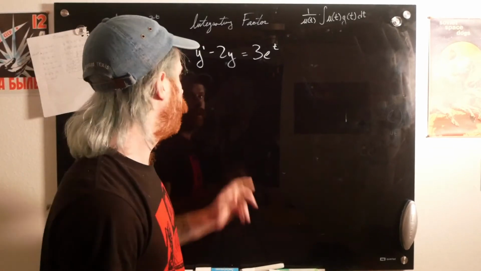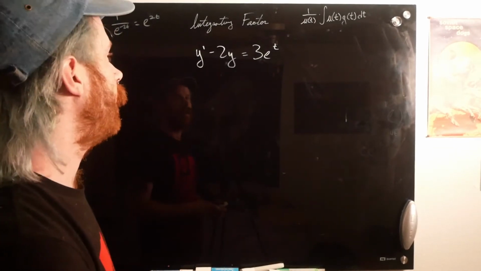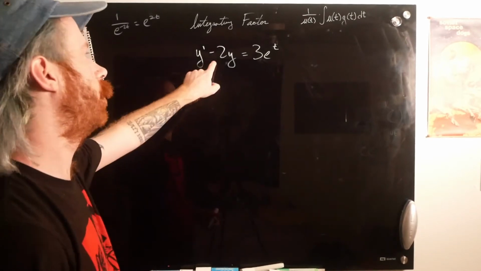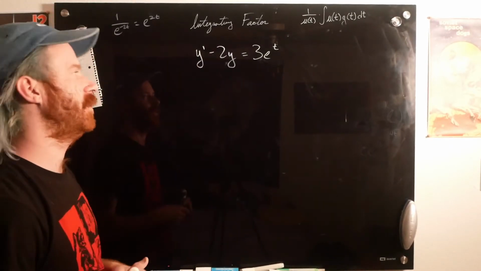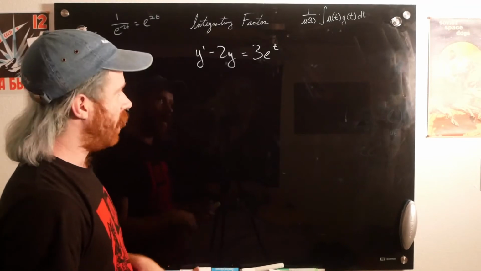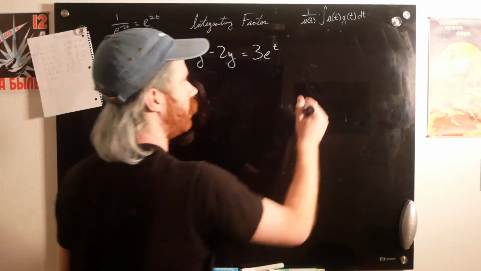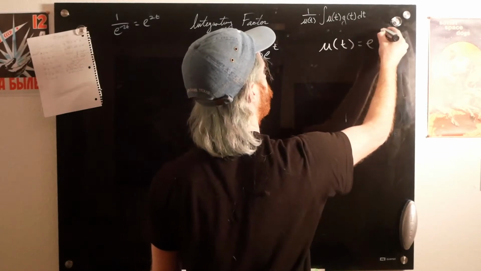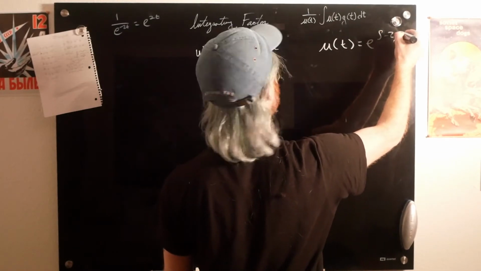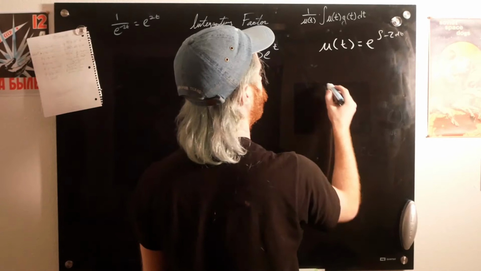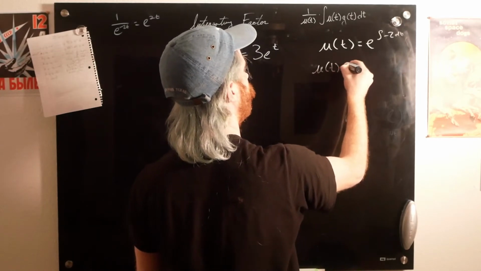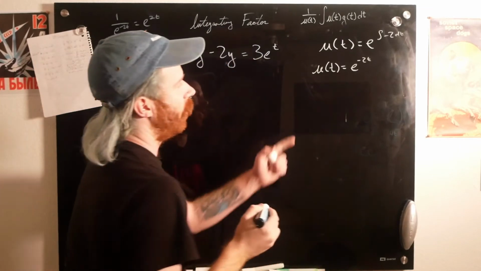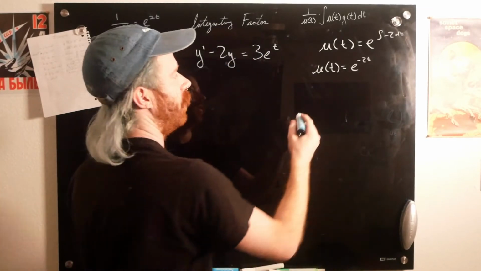Alright, so the next one we're going to do is y prime minus 2y equals 3 times e to the power of t. Watch that negative, remember, that will mess you up really bad. So now we're going to define mu, right? Mu of t equals e to the integral of -2 dt. So mu of t equals e to the -2t. We're not worried about constant integration here.